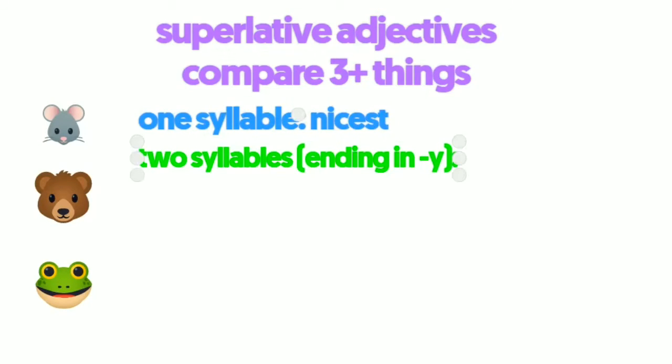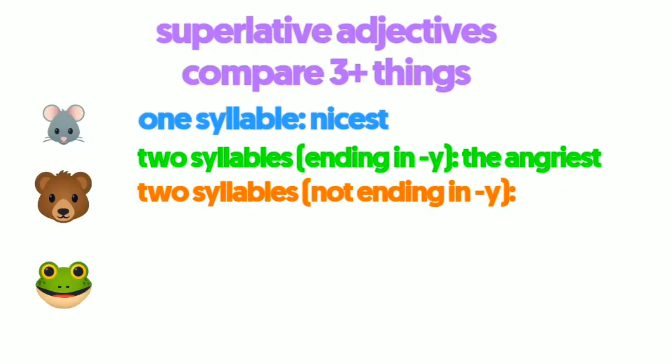For a 2-syllable adjective ending in Y, let's say angry, add the word the before the adjective, change the Y to an I, and add est. The bear is the angriest animal.